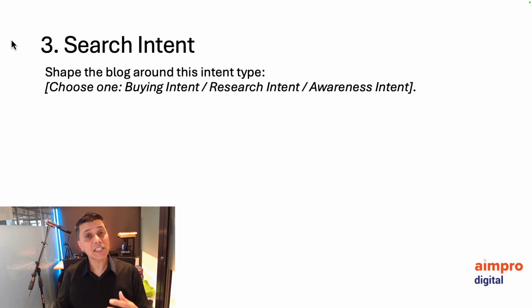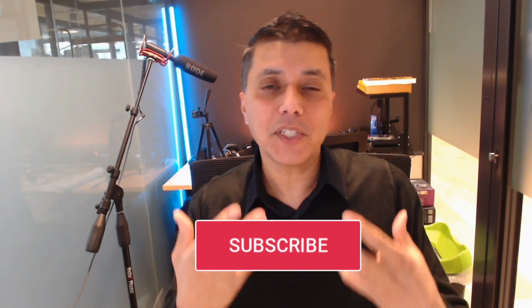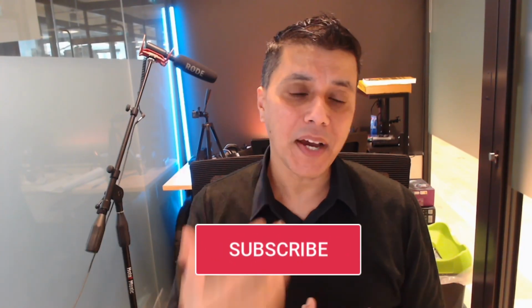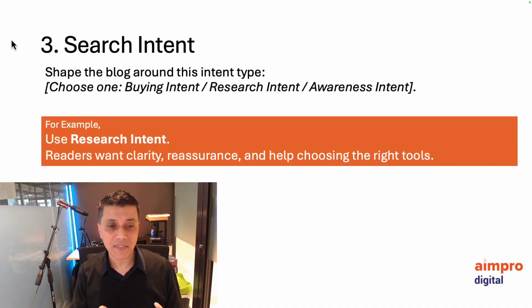Third one is search intent. So when ChatGPT is writing this blog, is it for buying intent? In other words, you want to sell something? Is it aimed at people who want to research something or just create awareness? So again, I've given a simple instruction: readers want clarity, reassurance, and help choosing the right tools.